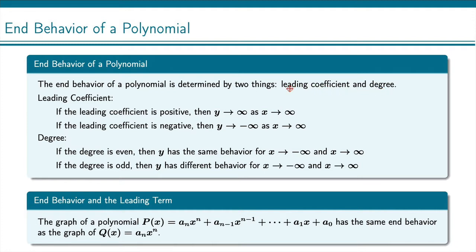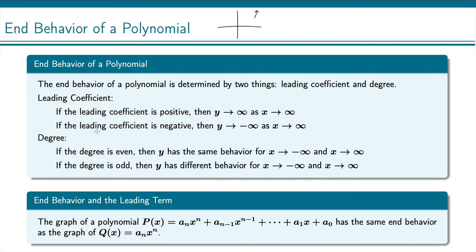The first thing you're going to look at is the leading coefficient of the polynomial. If the leading coefficient is positive, then we know that y approaches infinity as x approaches infinity. I'm just going to draw a quick sketch up here. As x goes to infinity, that means we're moving to the right of the graph. And as we're moving to the right, if y is approaching infinity, that means we're going upward like this.